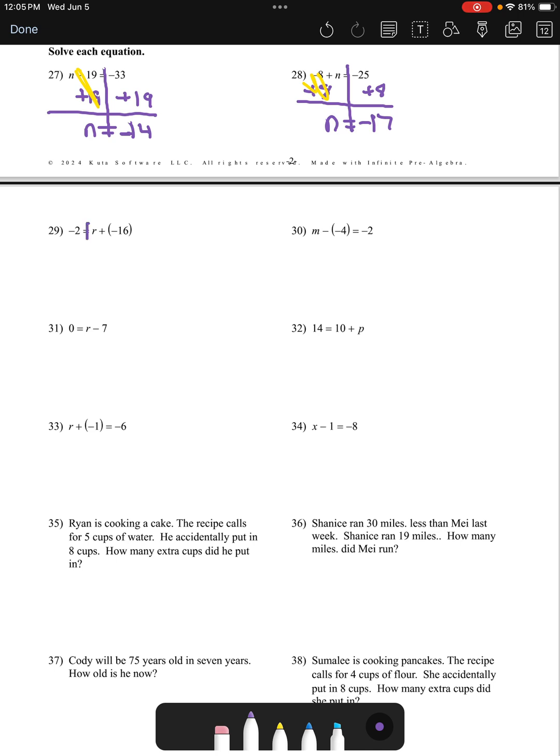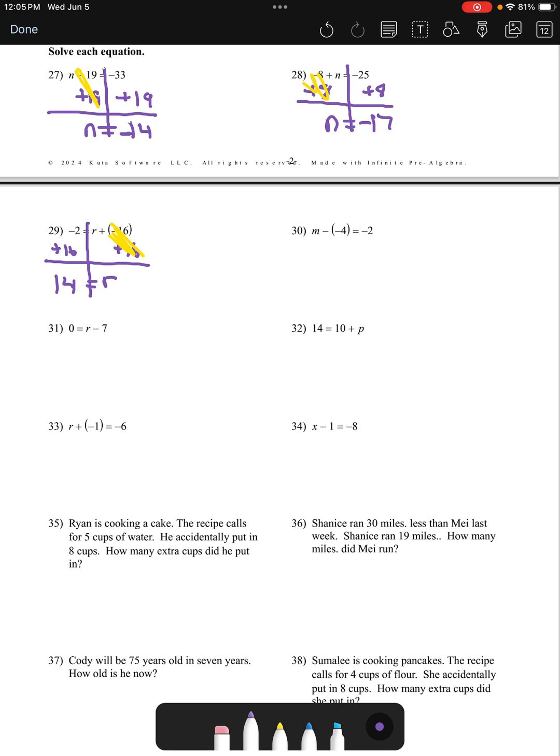And number 29, the variable is moved over to the right side. It doesn't matter. What matters is what's over there with it. It's a negative 16. So how do we get rid of the negative 16? What is the opposite of a negative 16? It's a positive 16. And whatever I do on one side, I must do on the other. The negative 16 and the positive 16 will get rid of one another, leaving just the r, which is what we want. What is negative 2 plus 16? Well, subtract them, because they're differently signed. 16 minus 2 is 14. Keep the sign from the bigger of the two numbers. 16 is positive.